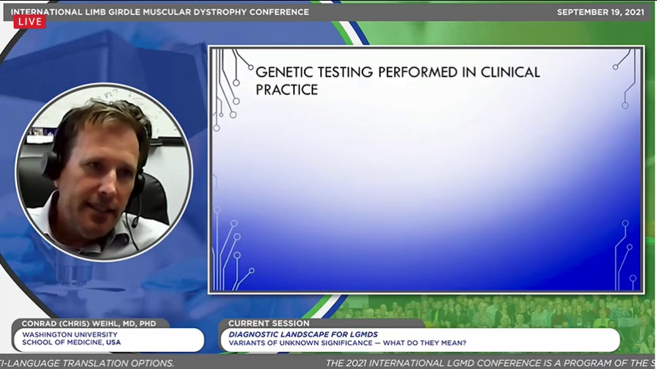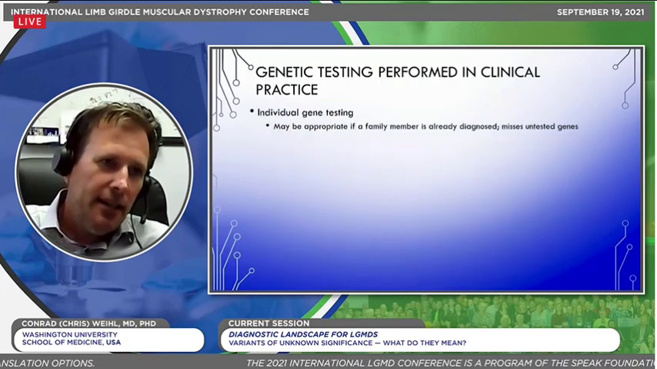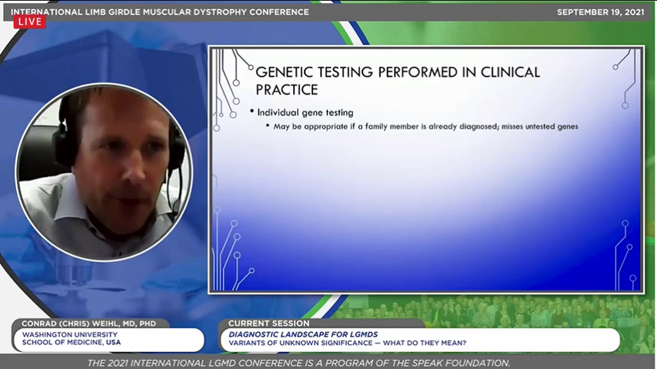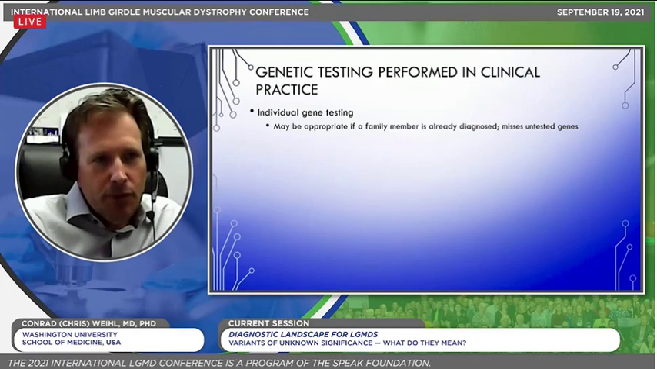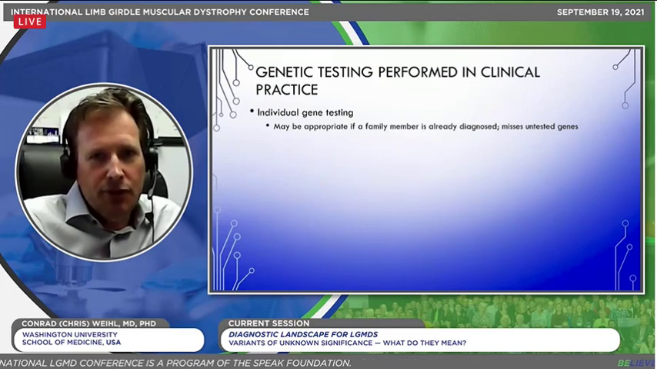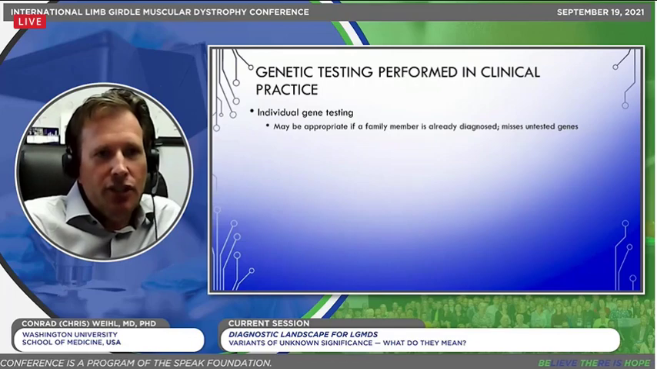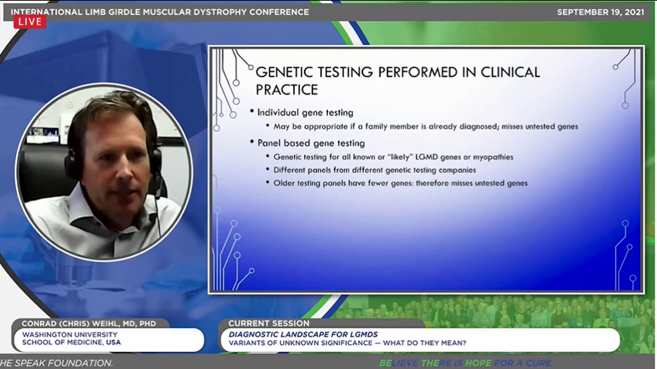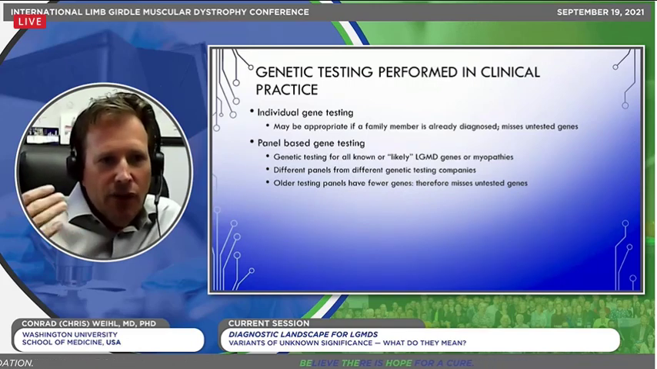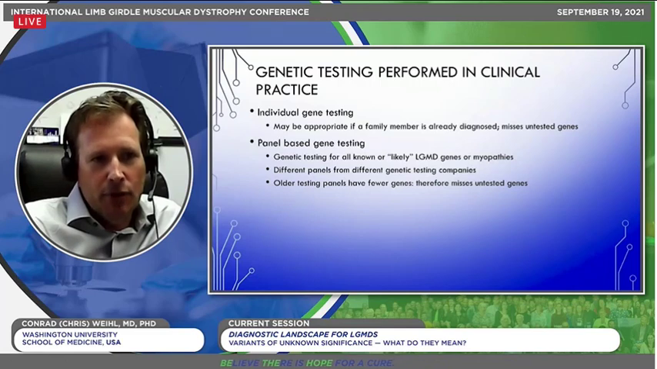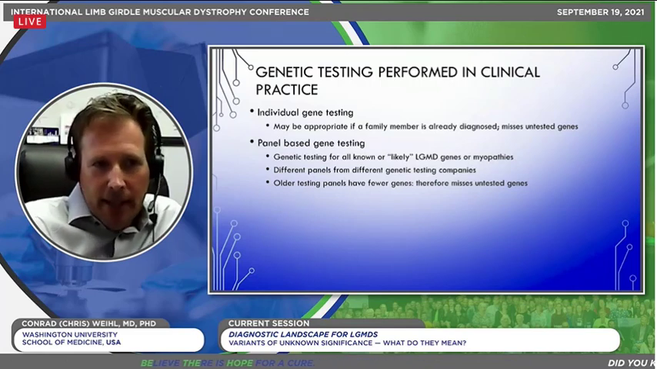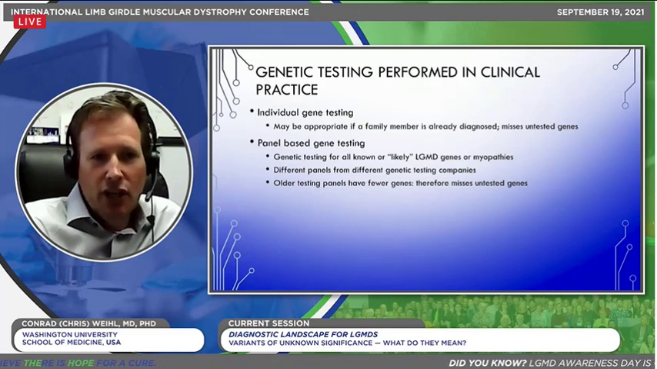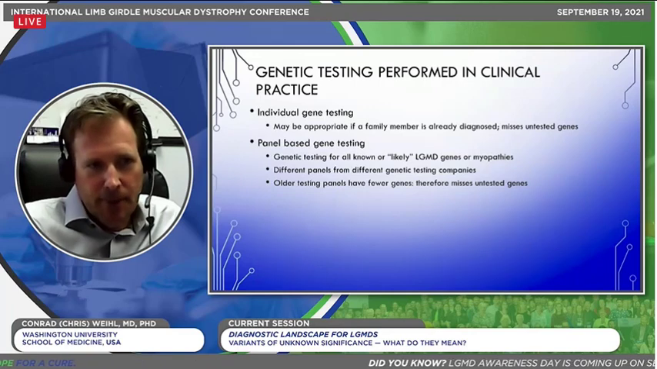And so genetic testing performed in clinical practice is done in a couple of different ways. One is individual gene testing, and that can be appropriate if a family member is already diagnosed with a form of limb-girdle muscular dystrophy and they know that they have a mutation, and that would be an appropriate way to do that test. Typically, what we do are panel-based gene testing, and that's genetic testing for all the known or likely limb-girdle muscular dystrophies. There are different panels offered from different genetic testing companies. So if someone says that you had panel-based testing, your panel could be different than somebody else's panel.